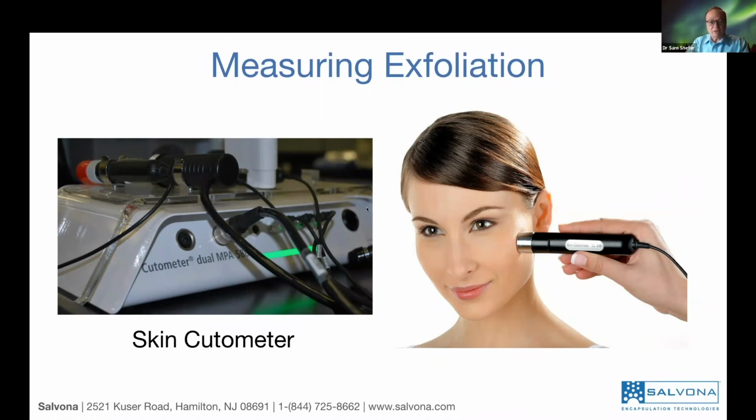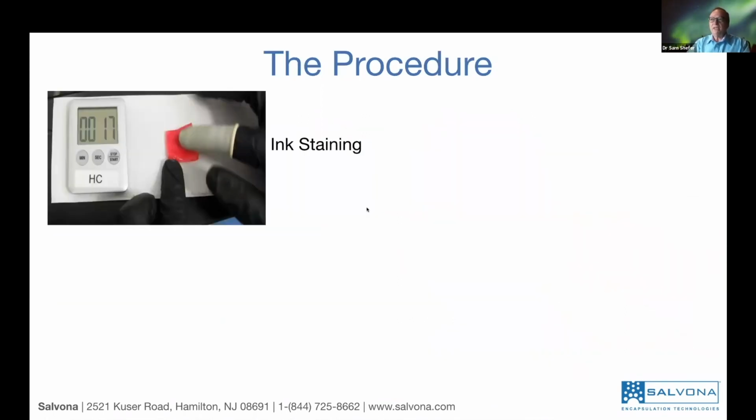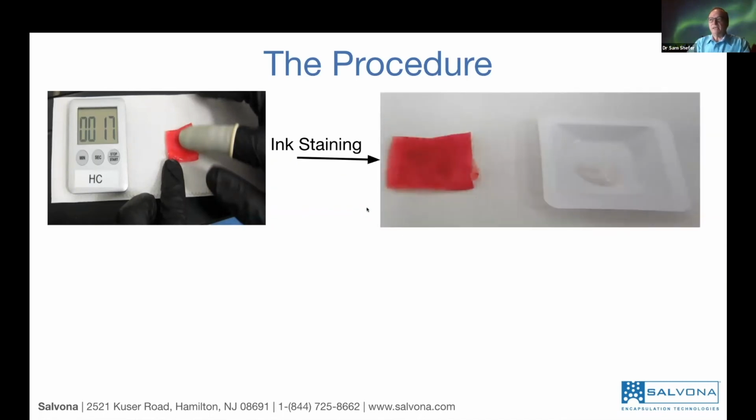What does color have to do with exfoliating? So this is the method that we use. We take pig skin. This is our basic stuff. And we stain it with an ink. This is an oil-based ink. We stain it with an ink.